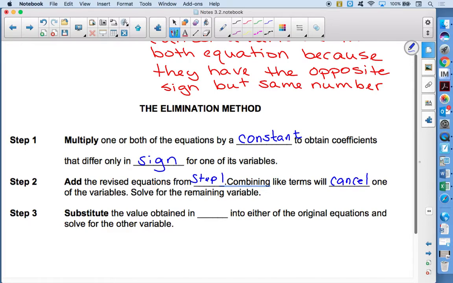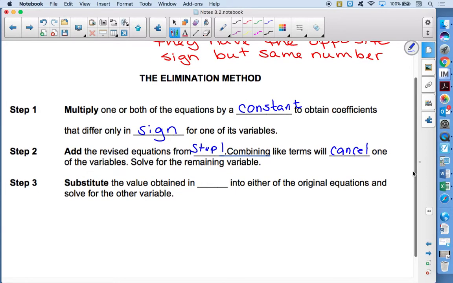So elimination, literally, one of the variables should go away from the problem because they have the same number in front but different signs. The last step, substitute the value that you obtained by eliminating from step 2 into either one of the original problems. So you're going back to the original problem, plugging in a number and getting the other variable.